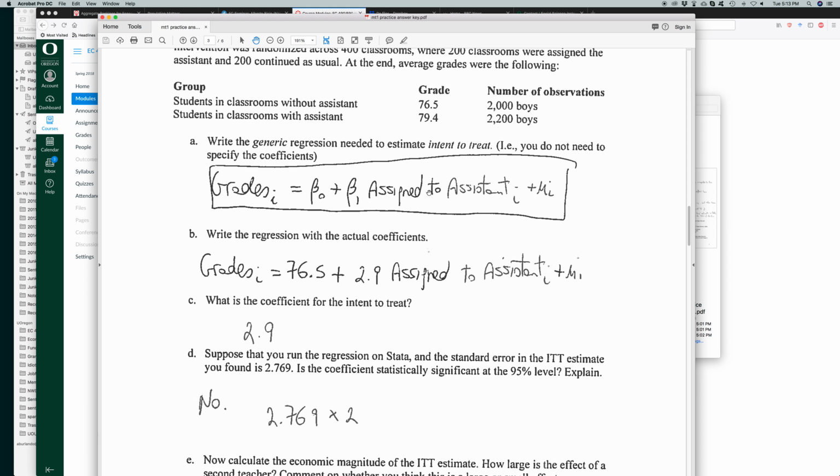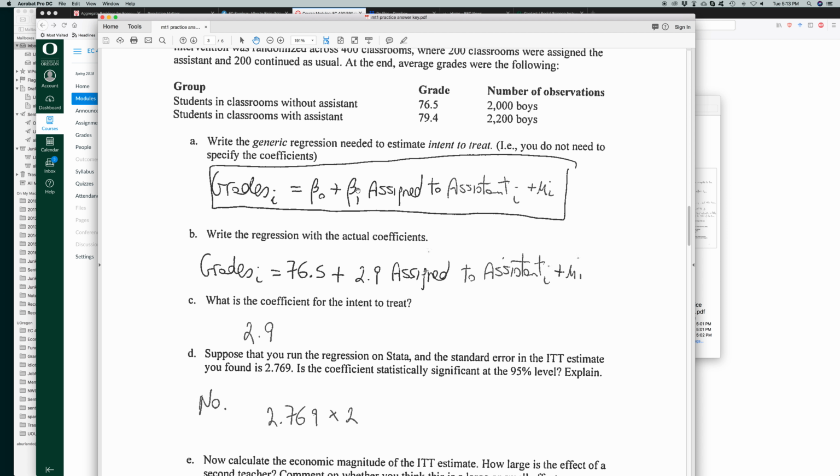Well, beta 1 is assignment to the treated, to be assigned an assistant. So what are the grades for a child that is assigned to receive an assistant? His grades are beta 0 plus beta 1 times 1. The dummy variable for those children is equal to 1. So beta 0 we know is 76.5 plus 2.9 times 1, that gives us 79.4.